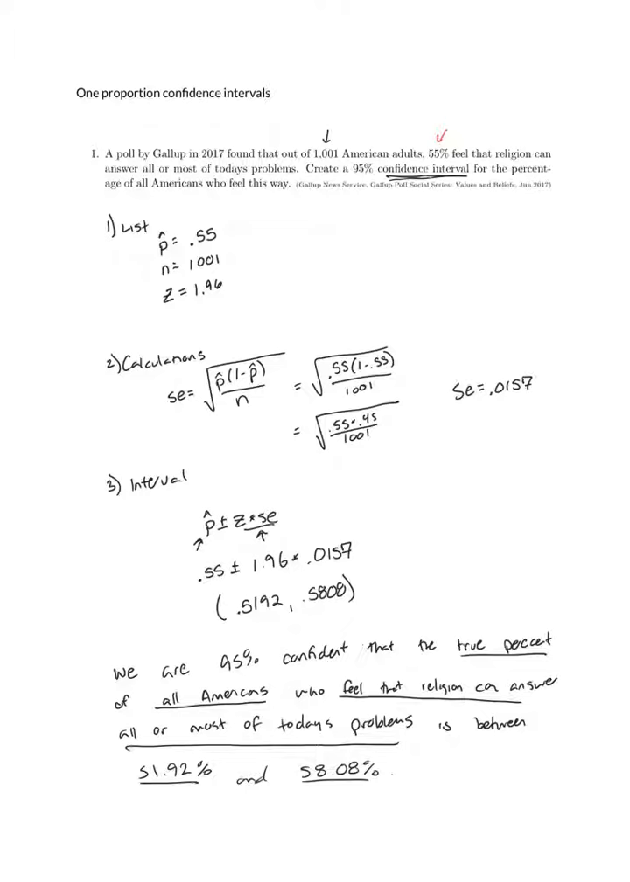Now, a quick reminder about this question. When we say that 55% feel that religion can answer all or most of today's problems, it's always important when you see a survey question like this to think about what other options people had when they answered this. The way Gallup designed this poll is actually really fascinating and something we're going to be talking about later on.